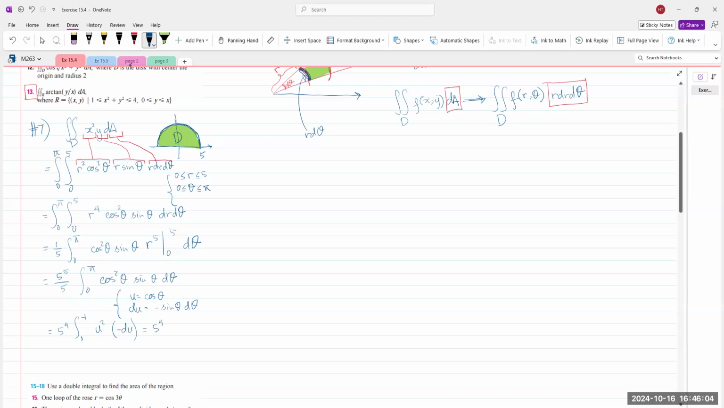5 to the 4th times 1/3, actually negative 1/3 u cubed from 1 to -1. That's 625 over 3 times 2. So 1250 over 3. Okay, that's for number 7.